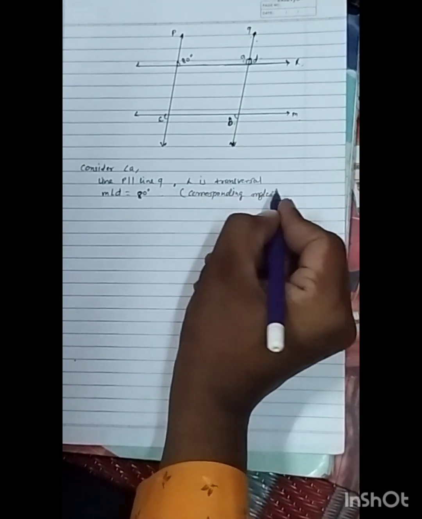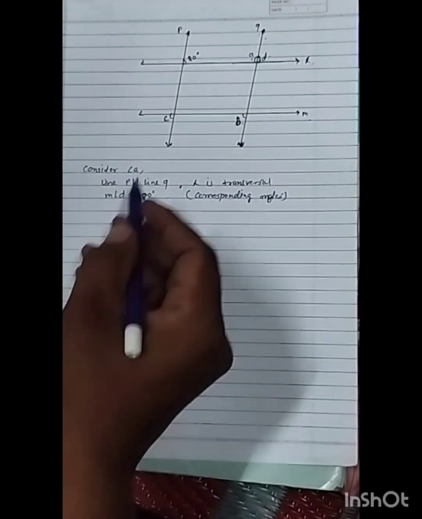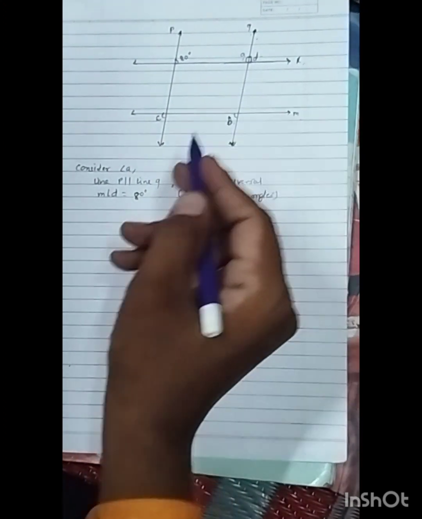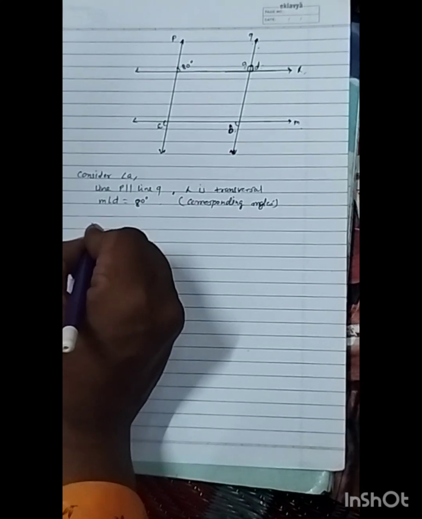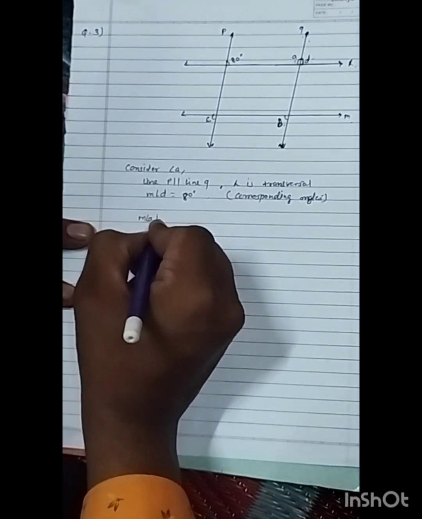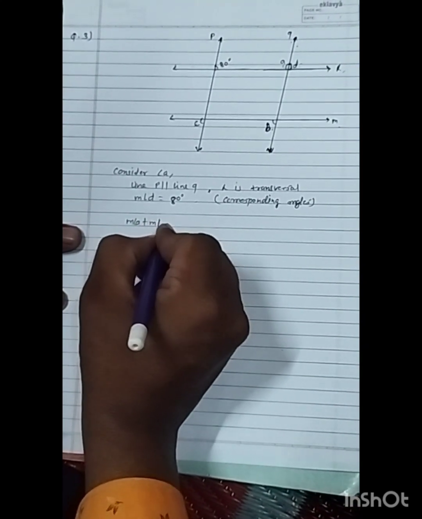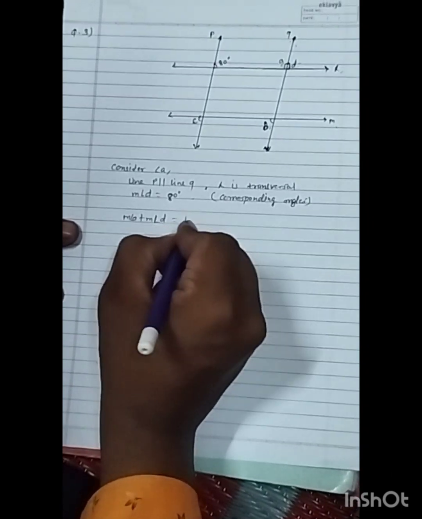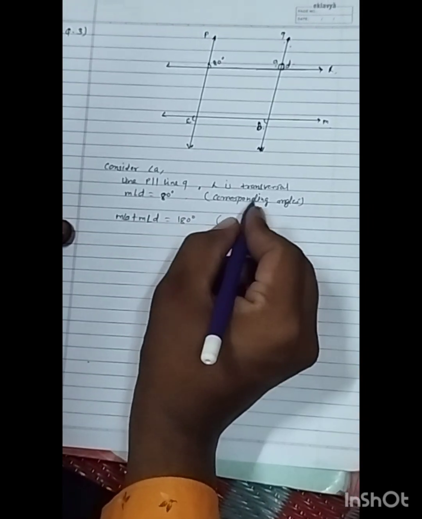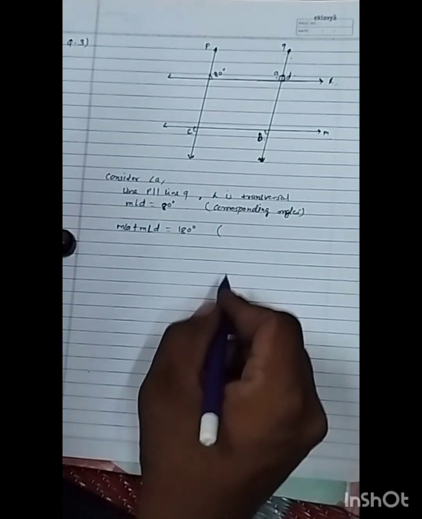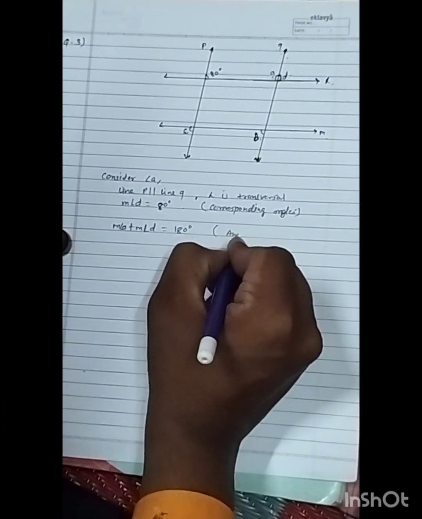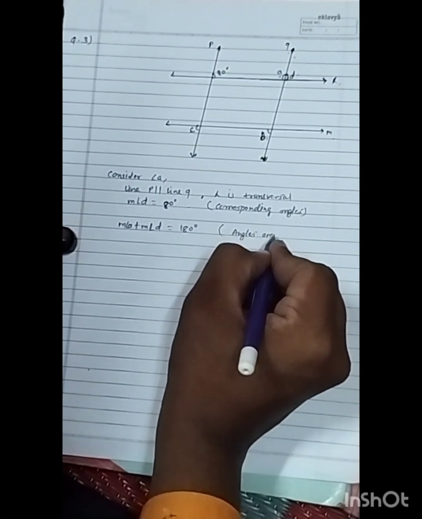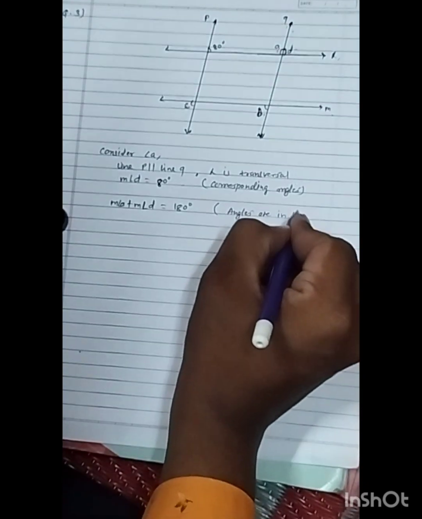Okay, students. So first we got that. Then what we can write? This angle D and angle A. Measurement of angle A plus measurement of angle D is equal to 180 degree. What is the reason? You can check it. Both are in linear pair. Angles are in linear pair.